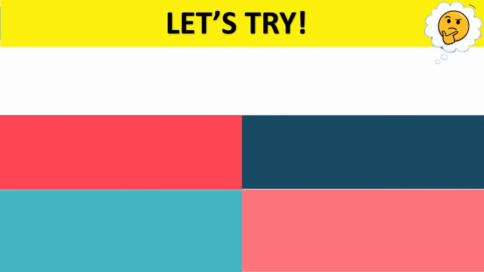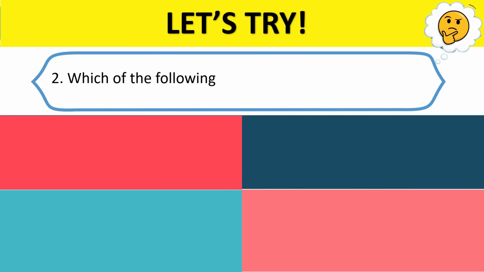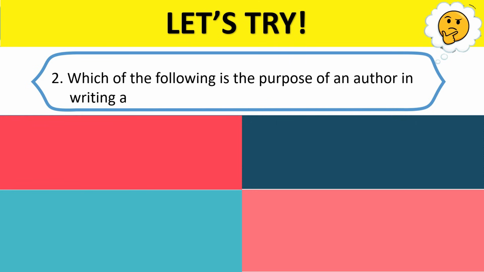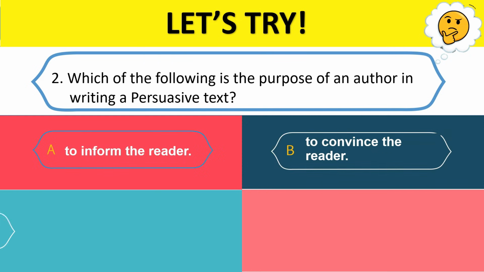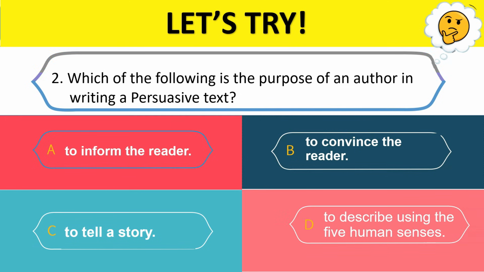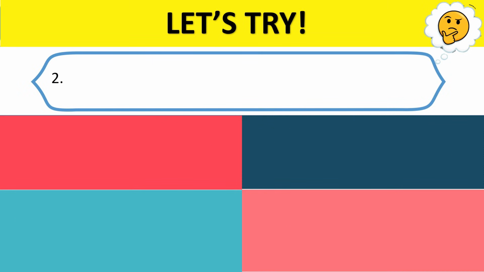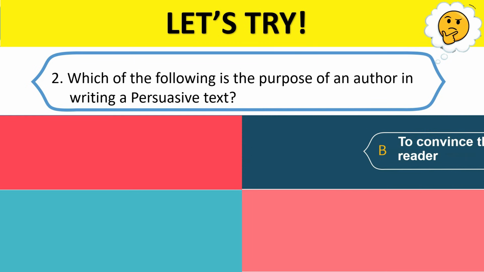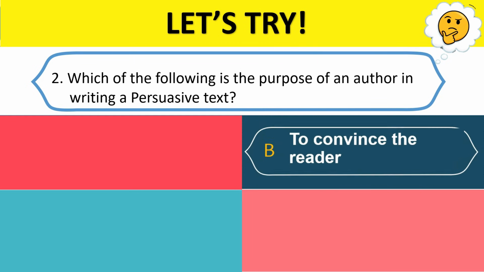So let's move on to number 2. Which of the following is the purpose of an author in writing a persuasive text? A. To inform the reader. B. To convince the reader. C. To tell a story. D. To describe using the 5 human senses. What do you think is the correct answer? The correct answer is letter B. To convince the reader.